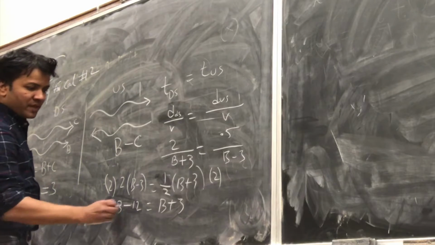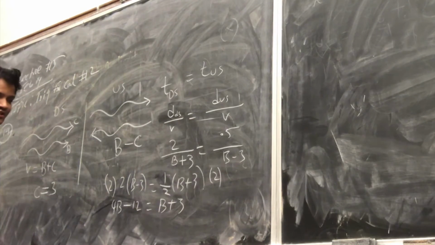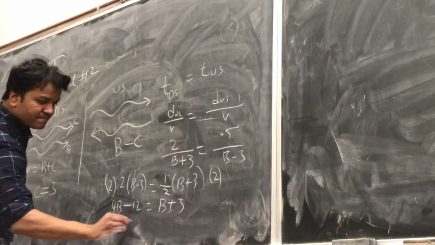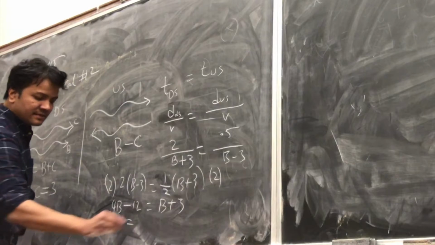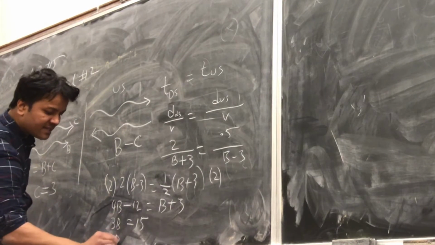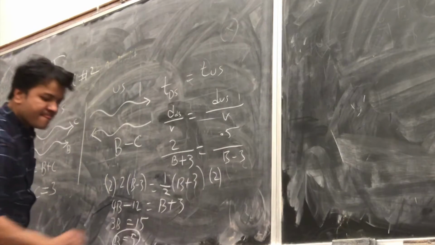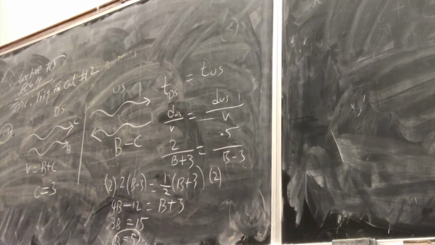So 4B minus B is how much? 3B. Plus 12 and plus 3 is 15. So B is 5. So the velocity of the paddling, or the velocity of the boat, is 5. 5 what? Miles per hour or meters per second? Miles per hour. It doesn't matter.